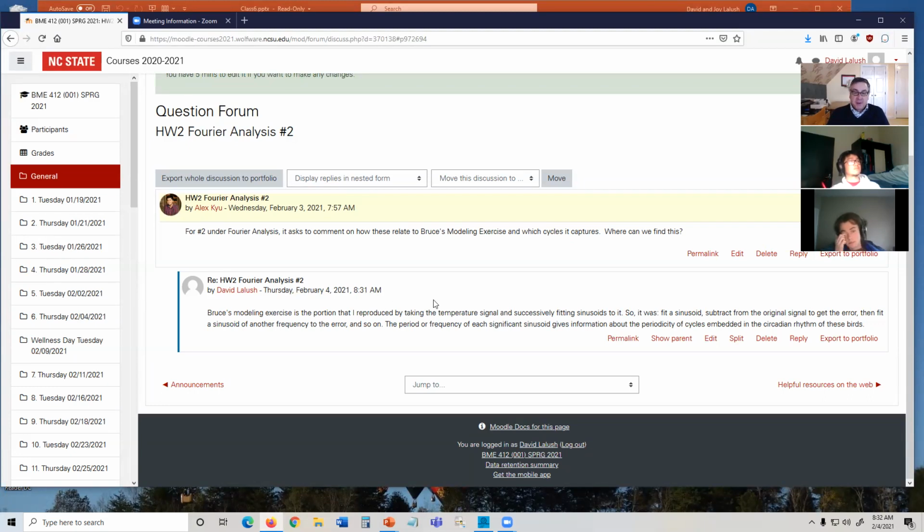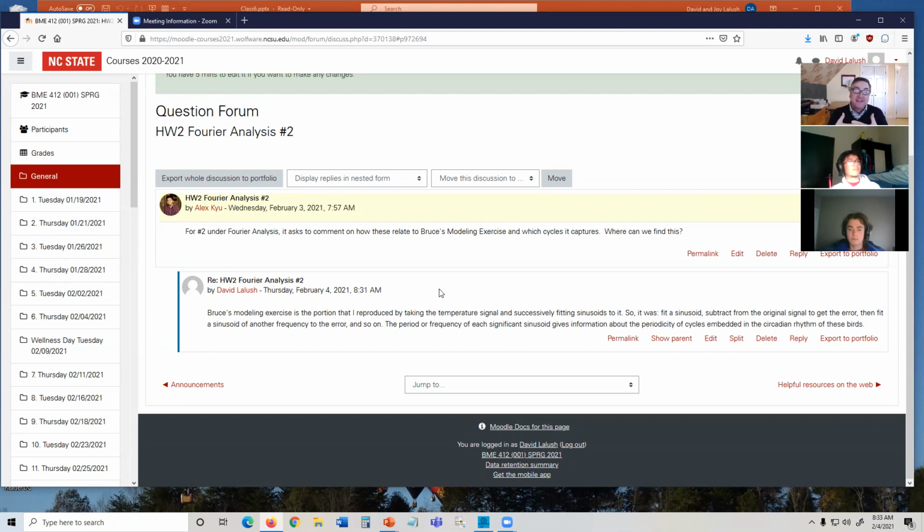And so basically the modeling exercise is the idea that you could take the signal and fit a certain sinusoid to it and subtract, get the error, then fit another sinusoid of another frequency to the remaining error, subtract, and so forth. And by doing that kind of successive procedure, you can extract what sinusoids are embedded in the data. And of course, the whole point of doing that was that we don't need to do that.